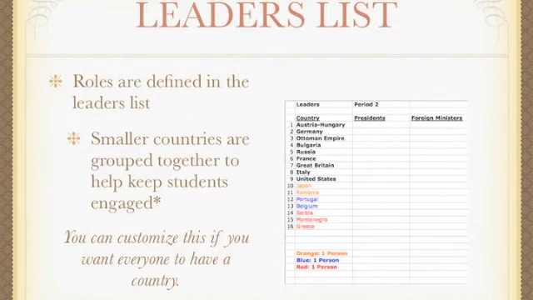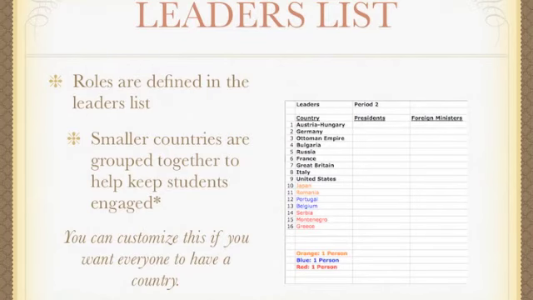The best leaders are the ones you believe will be most involved. Personality also plays a role in determining who will be the aggressor nations. I have grouped some of the smaller countries together for one person to control. One of the drawbacks that students brought to my attention was that some smaller countries that were wiped out early on left the students uninvolved in the simulation. This is another area you can customize to fit your needs.